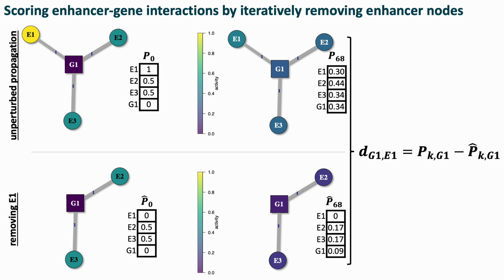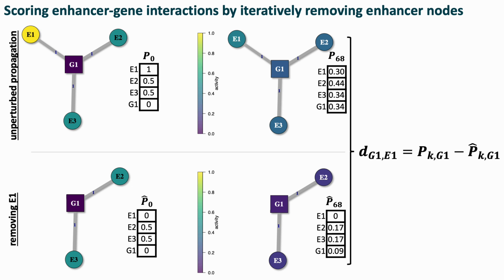We have our node values at the starting point, and then we propagate the enhancer activity through this network iteratively until we reach a point where there is not much change happening anymore, and we get a final node value vector here, P. And then we do this again, but when removing one enhancer. So in this case, we take out enhancer 1.